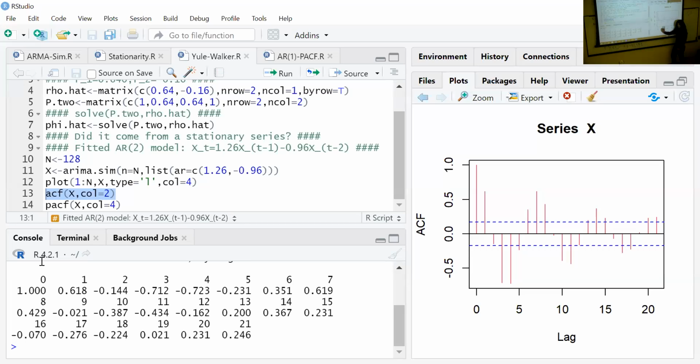You've got to ignore the first one, that is row 0. It is always 1. It tells me row 1 is 0.618. Look up there, 0.64. Row 2 is negative 0.144. Negative 0.16. So the one that I made up arbitrarily makes perfect sense. Good. And you may ask, well, it's a bit off. Well, it is off because the length of the series is 128.